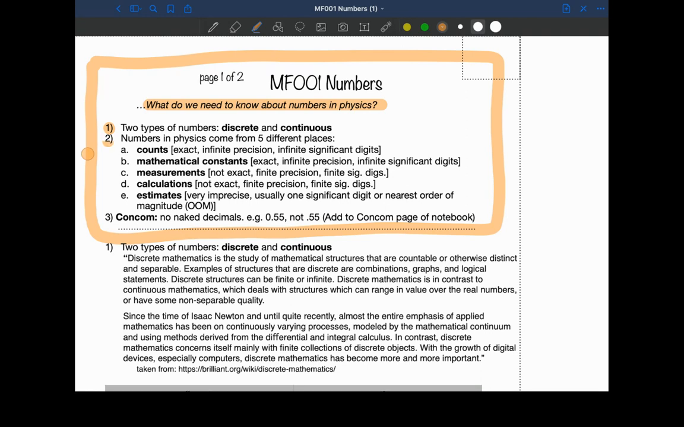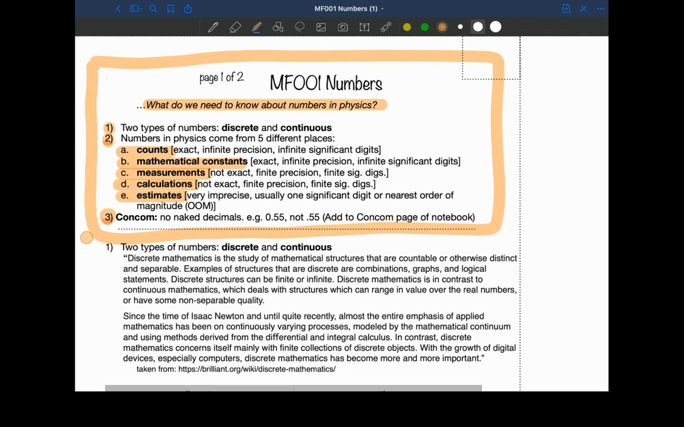The second thing that we have probably not spent much time thinking about up until now is what numbers mean. In physics, what numbers mean depends on where they come from. There are 5 different places that we will go in depth that numbers can come from. The numbers themselves can be counts, they can be mathematical constants, they can be measurements, they can be the result of a calculation, or they can be an estimate. Every one of those types of numbers, where it comes from, has a big effect on how we treat it in mathematics.